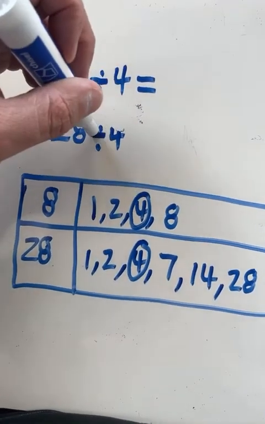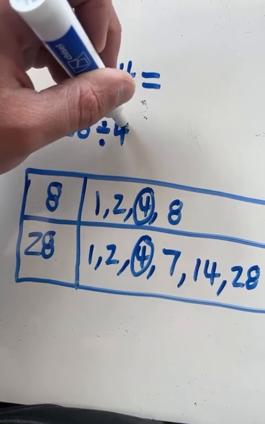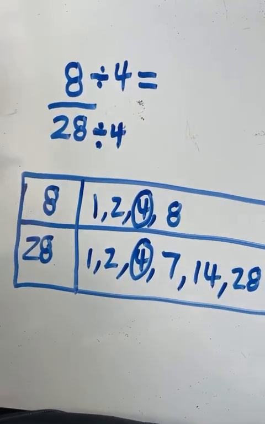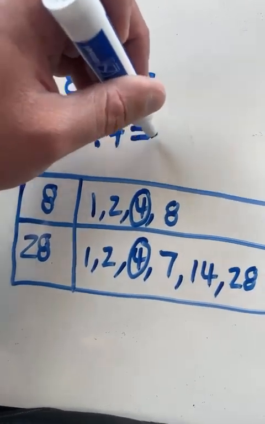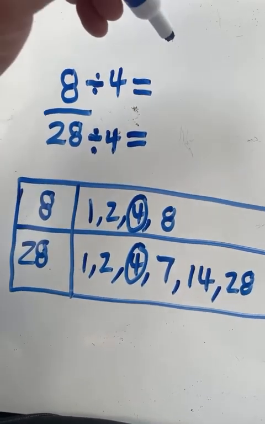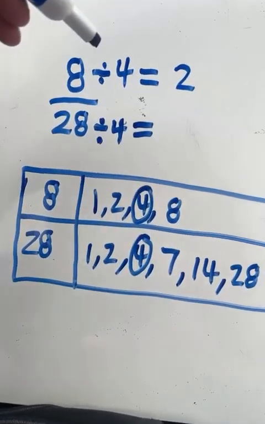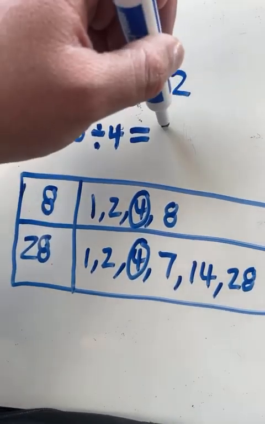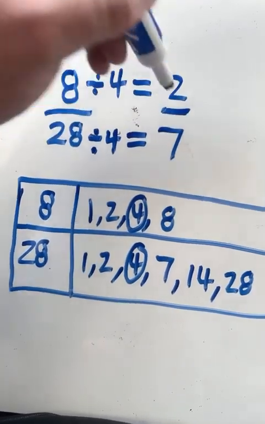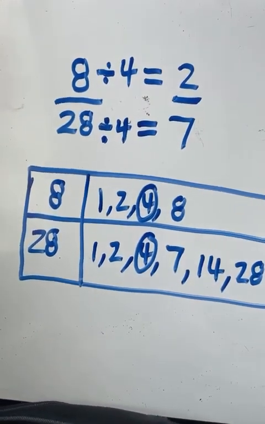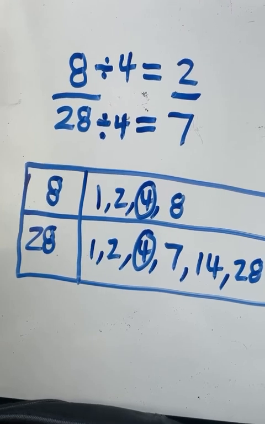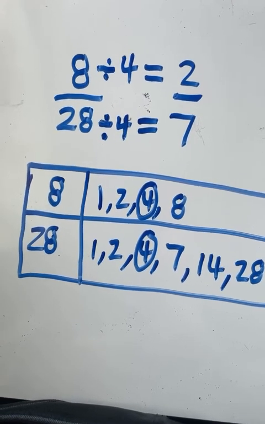Let me make my division sign a little neater. Legibility does matter. All right, 8 divided by 4 equals 2. 28 divided by 4 equals 7. And we have our final answer, 8/28 reduced to lowest terms equals 2/7.